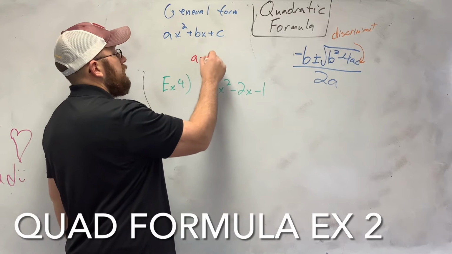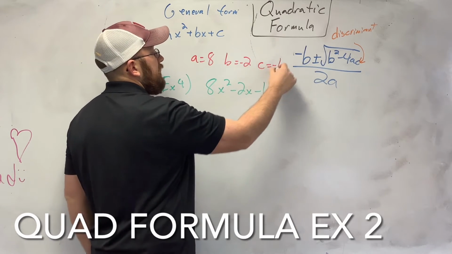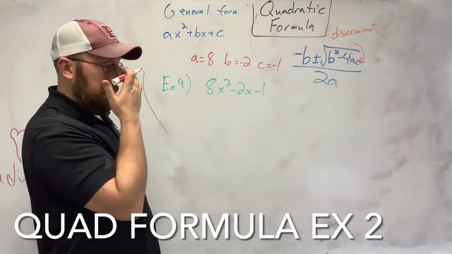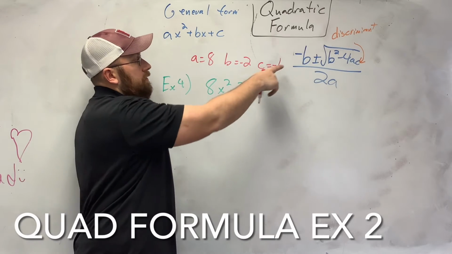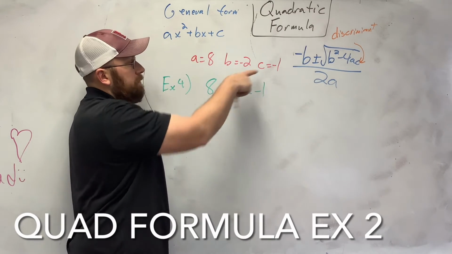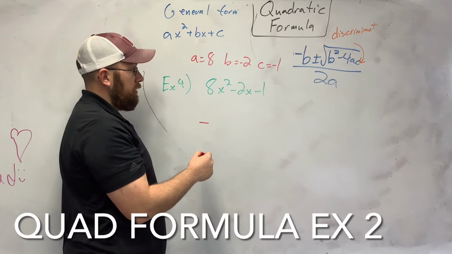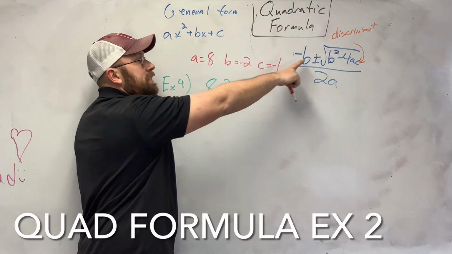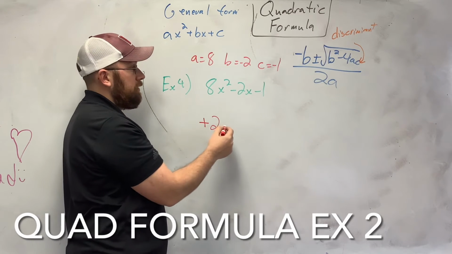Our A is 8, our B is -2, and our C is -1. So we just plug in everything. So we start at the top. So I have a negative, now I have to put in my B. But I have a -2 here. So when I plug a negative into something that's already negative, it becomes positive.